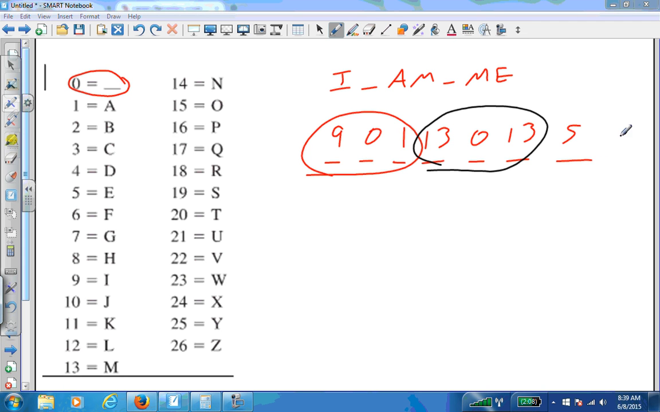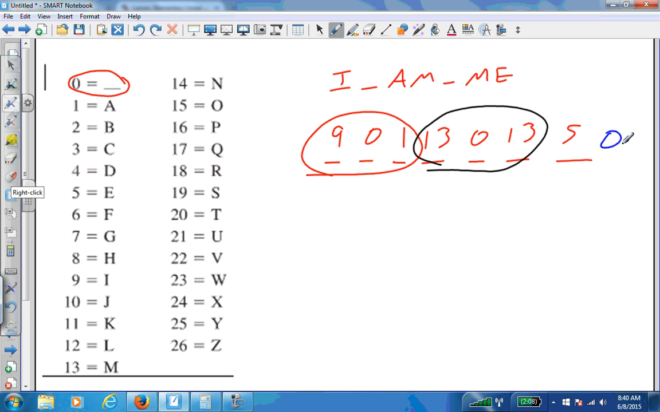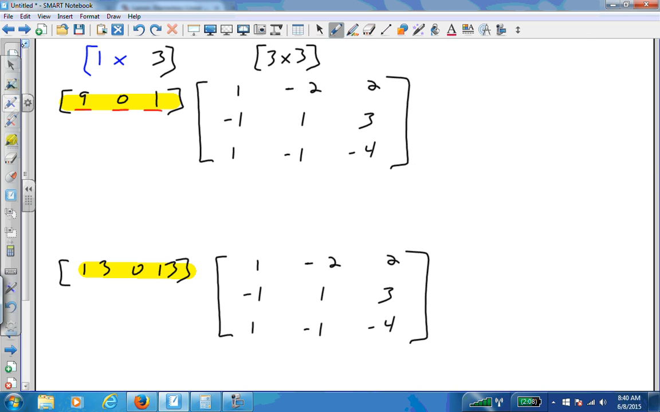The last 2 characters should be blanks. Why the last 2 characters? Because for our dimensions to match up, we do have to have 3 columns. Since we have 3 columns here, we only have 1 character left, so everything else would be blank. So the last one would be 5, 0, 0. So if we want to use this and encode, let's multiply this out.